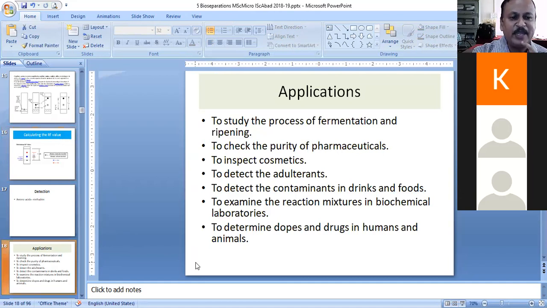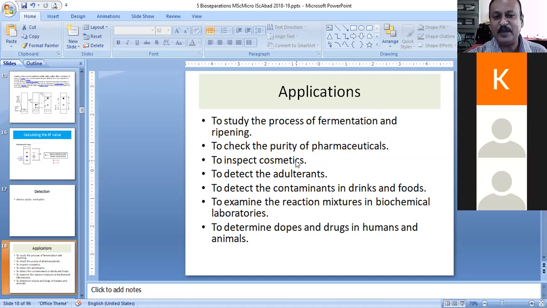Then we go to the applications of paper chromatography. You can see that there is a large variety of different applications. One is to check the purity of pharmaceutical compounds, or drug molecules. We can carry out the separation of the fermentation products, and therefore we can study the process of fermentation, whether it is all right, or complete or incomplete. All that we can find out.